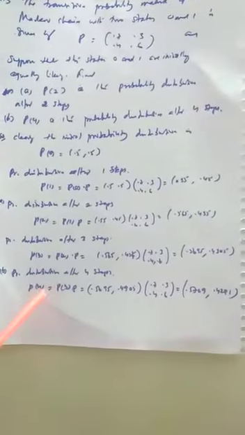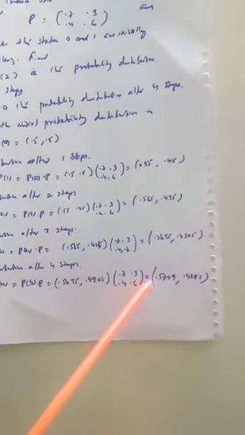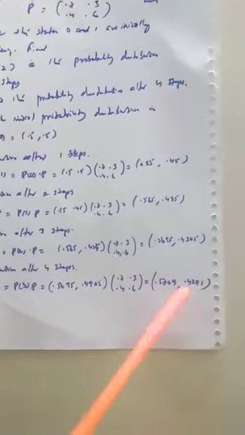Finally, we can find the probability distribution after four steps, that is to find P4. P4 is equal to P3 into P. That is [0.5695, 0.4305] into [0.7, 0.3; 0.4, 0.6] equal to 0.5709, 0.4291.